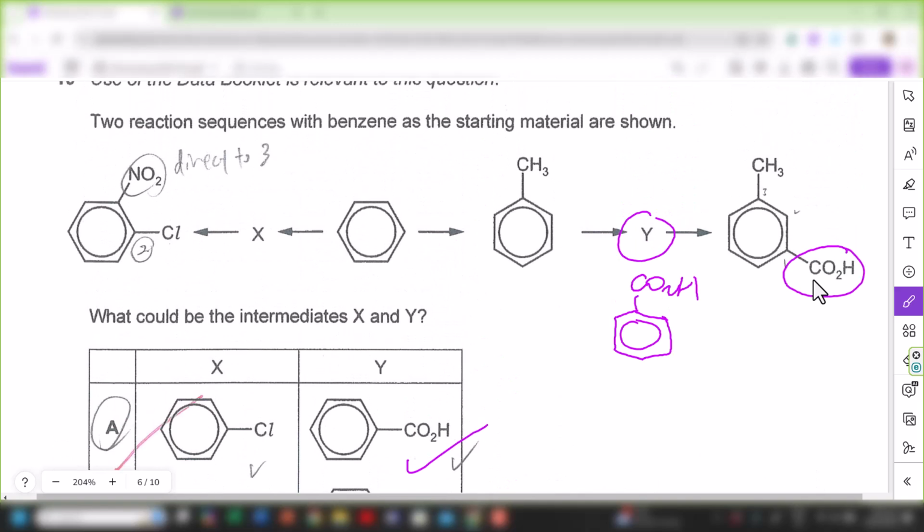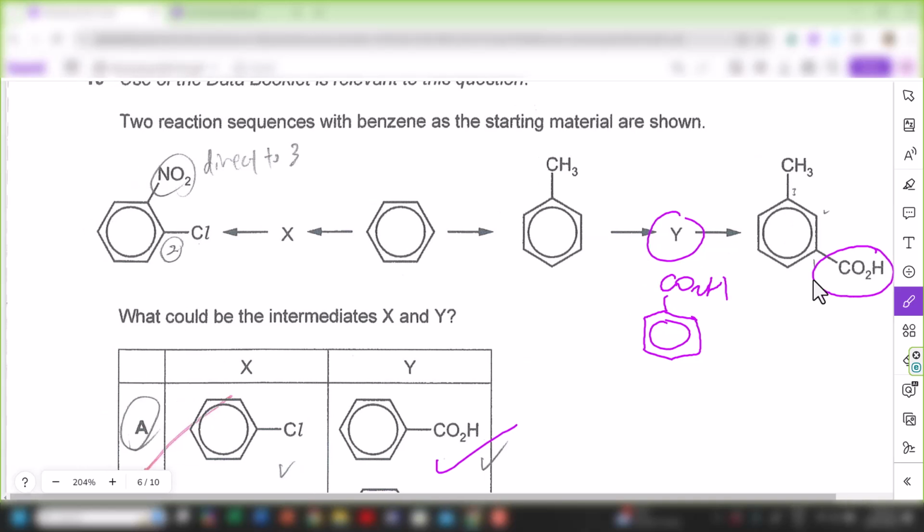I'm not going to play poker by directing the incoming electrophile to the 3rd position using methyl, because number 1, it is highly unlikely that I'll be able to get a substantial amount of product. And number 2, it's difficult to control side chain oxidation from Y to the 1,3 product. So therefore the best bet is to ensure that Y is benzoic acid.